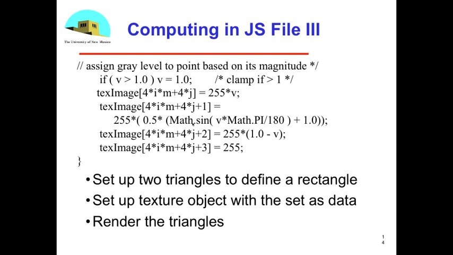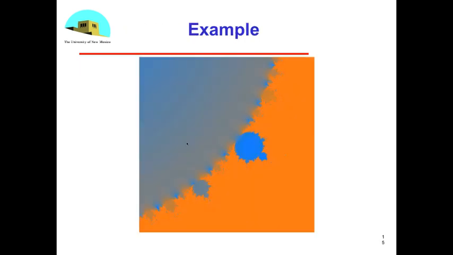Okay, so now what do you have to do to display this? You do exactly what we did in the last couple of lectures. We define a rectangle out of two triangles, and then we set up a texture object using this as the texture image, and then we simply render the triangles. So here's a simple example. This program is under chapter 10, and I think it's called Mandelbrot 1, and here's the values. And if you go back into the code, you can easily change the values that affect the size of this and the scaling of this, and it's easy.